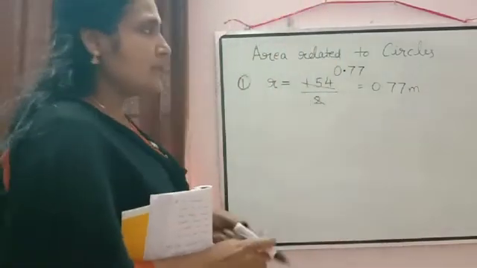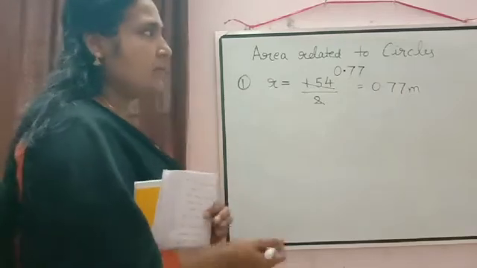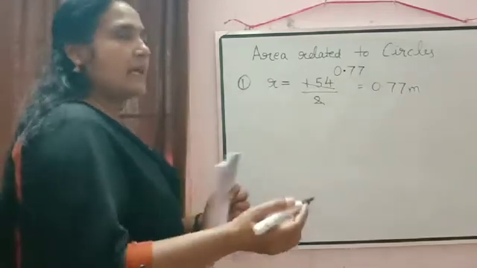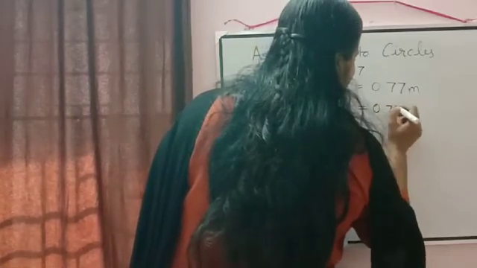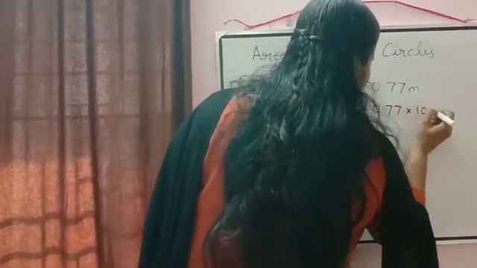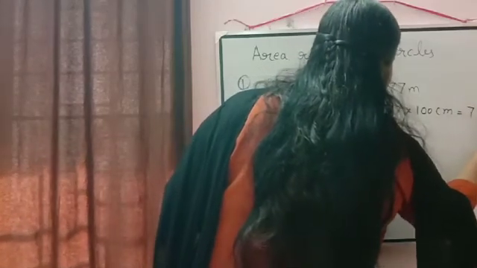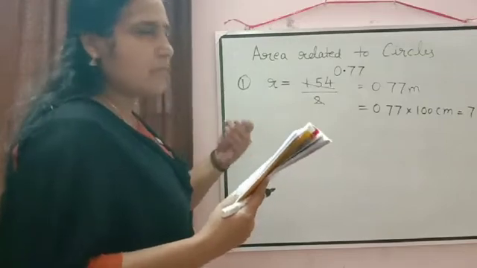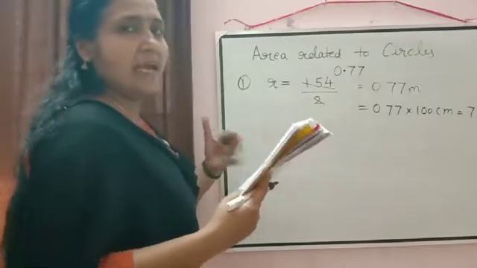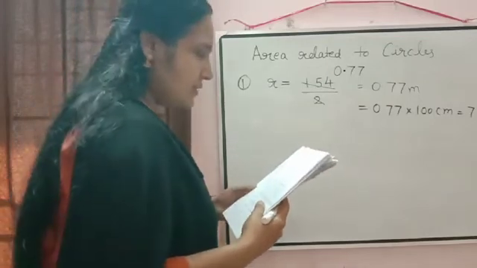Now if you don't want that meter, don't want that decimal sign, then what can we do? Here only we can convert that meter into centimeter. How will we do it? Yes, we will multiply it by 100 to convert into centimeter. Then it will be equal to 77 centimeter. Now it is okay, because normally whenever we are using decimals, chances are there that you will commit mistakes. Okay. Now what is given?